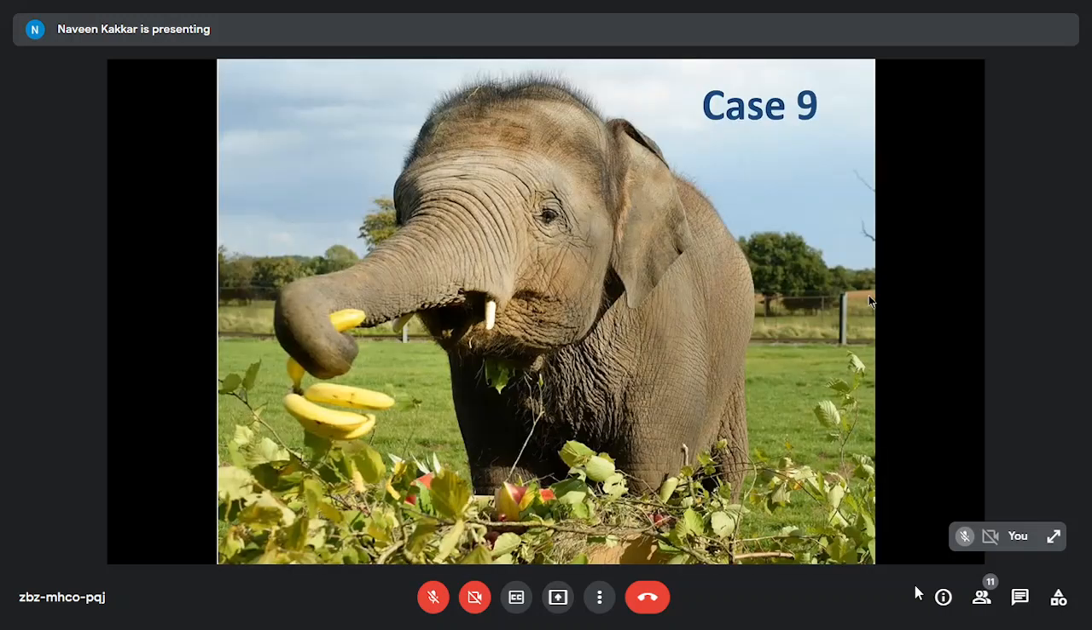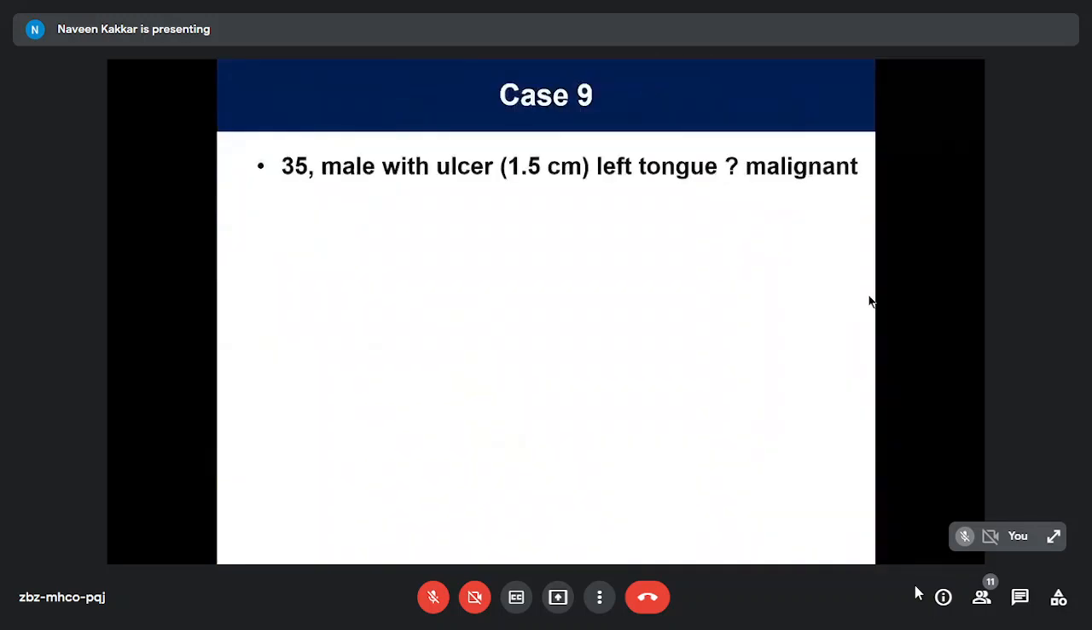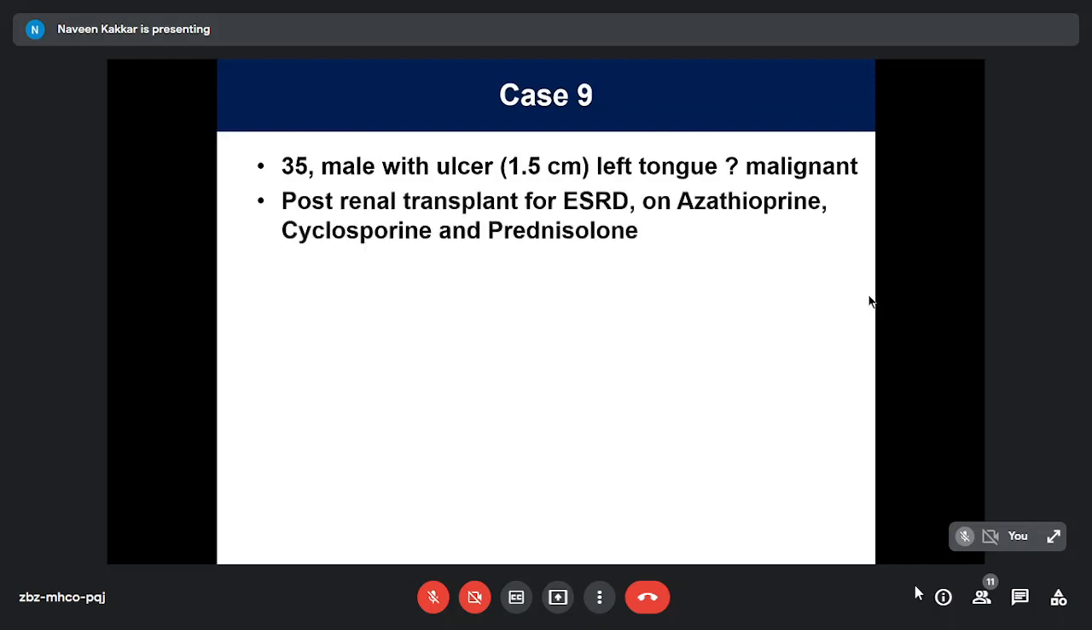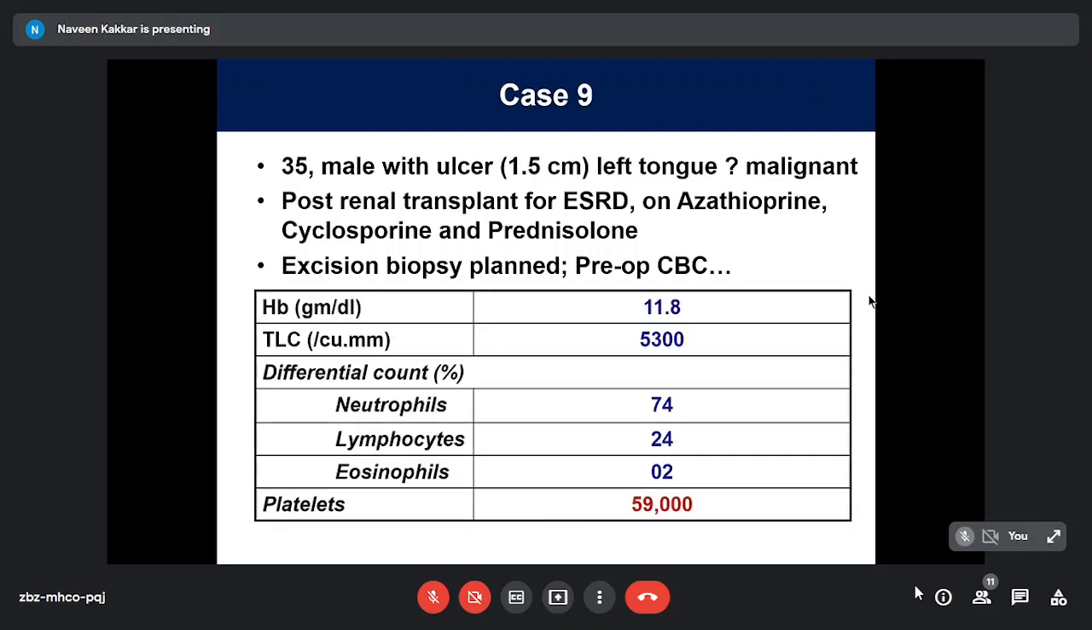Case 9. That's a 35-year-old male with an ulcer in the left tongue. We thought query malignant. He had a renal transplant for end-stage renal disease and was on immunosuppression therapy. Excision biopsy was planned pre-op, but because the CBC showed thrombocytopenia, they held on and gave us a consult to look at the smear.